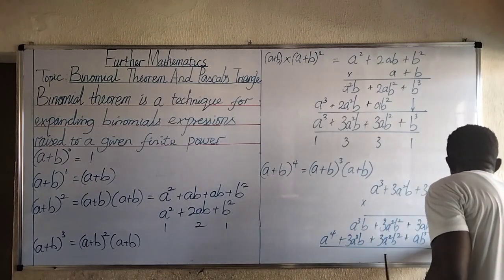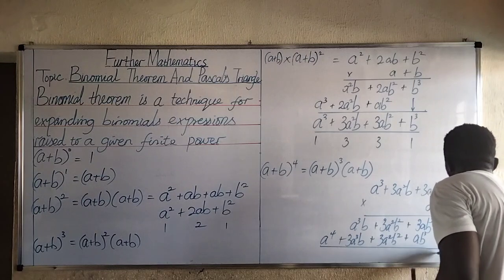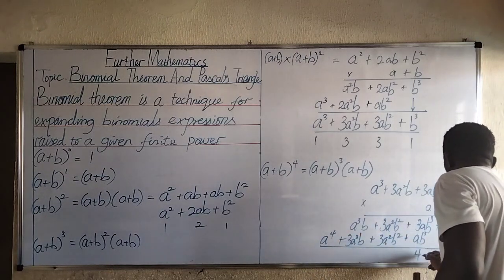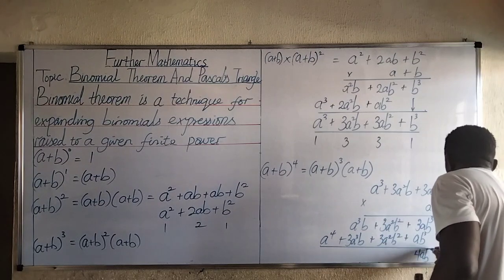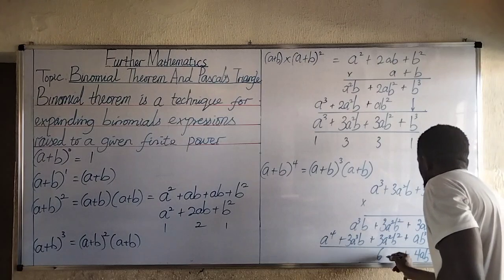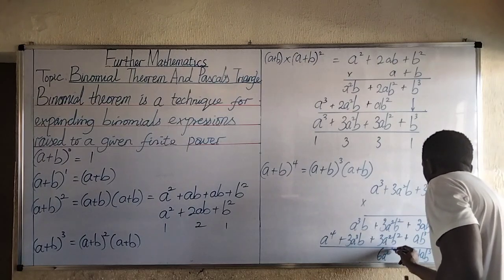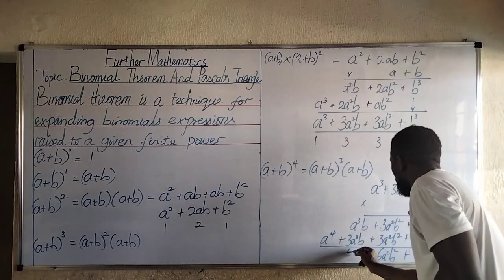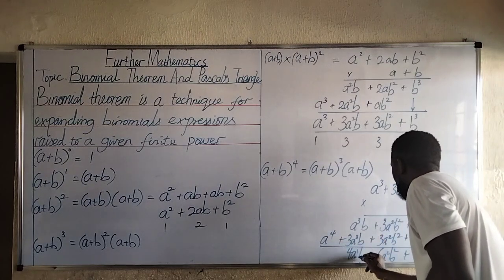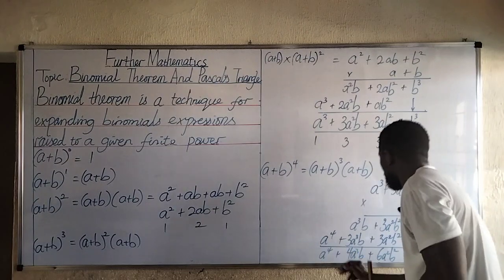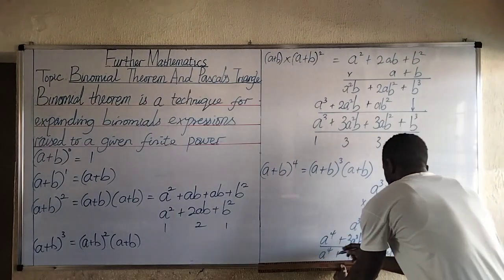So bring down b raised to the power 4, plus this will give me 4ab raised to the power 3. This will give me 6a squared b squared, plus this will give me 4a cubed b. Okay, and here we have a raised to the power 4. Alright.